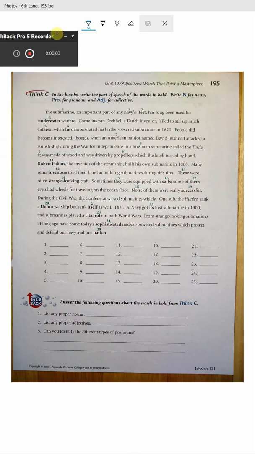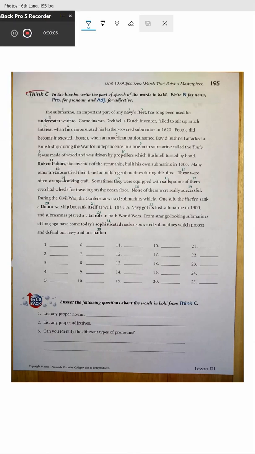Good morning. Today we're going to do 195 and 196. And on 195, I think I'm going to let you do the bulk of this on your own. I'll show you what they want you to do. Let's look up at the directions.